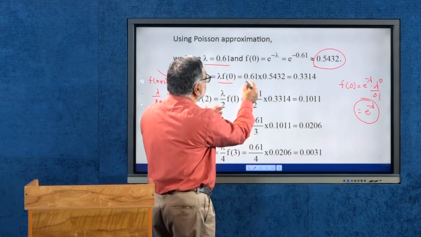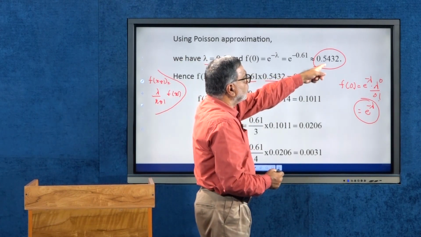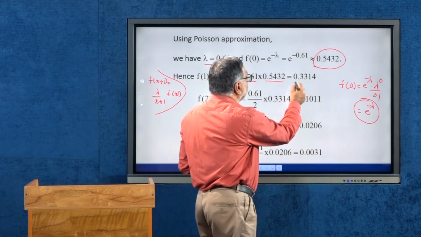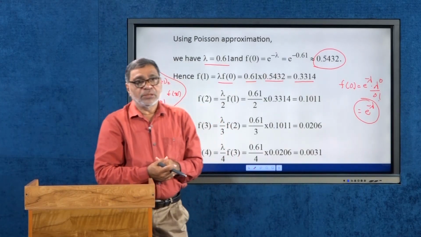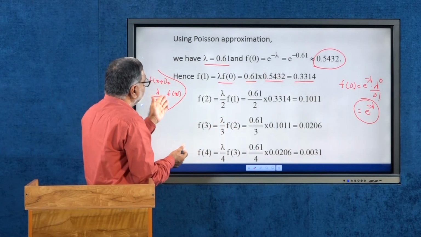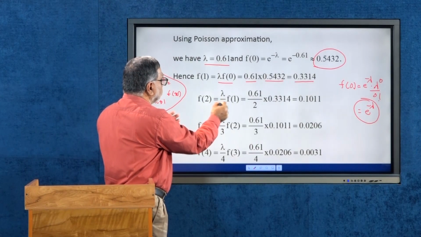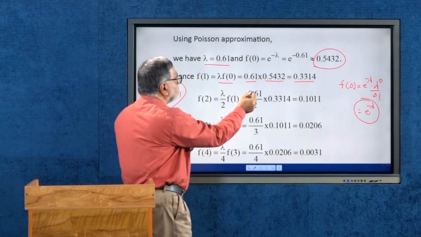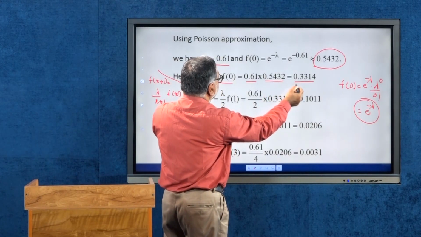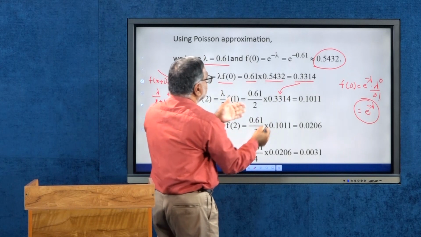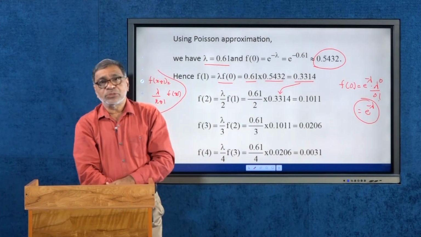Lambda is equal to 0.61, and we already have the f of 0 value, 0.5432, and multiplying you will get the value 0.3314. So, F1 is obtained. For F2, use the recurrence relation: lambda divided by x plus 1, where x plus 1 is 1 plus 1, that is 2, times F1, so lambda is 0.61 divided by 2. We have already obtained F1, so substitute F1, that is 0.3314, and multiplying you will get 0.1011.